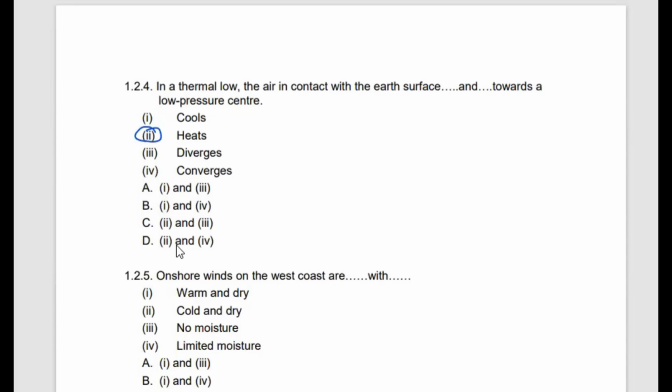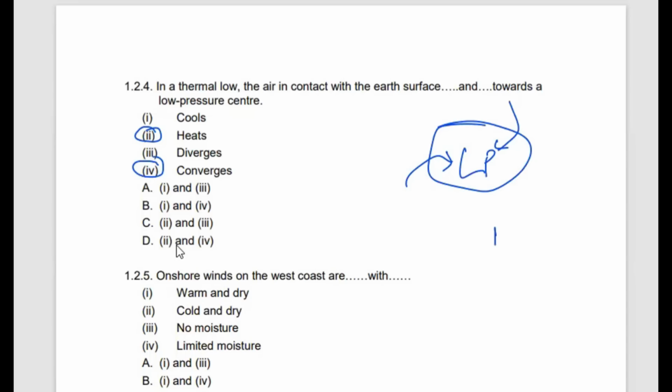Right. We need to analyze the next statement of our response. And dash towards a low pressure center. How does the air react towards a low pressure center? Towards a low pressure cell, how does air relate to this? We know that air moves into the center of the low pressure. And as it moves, we are saying the air is converging.